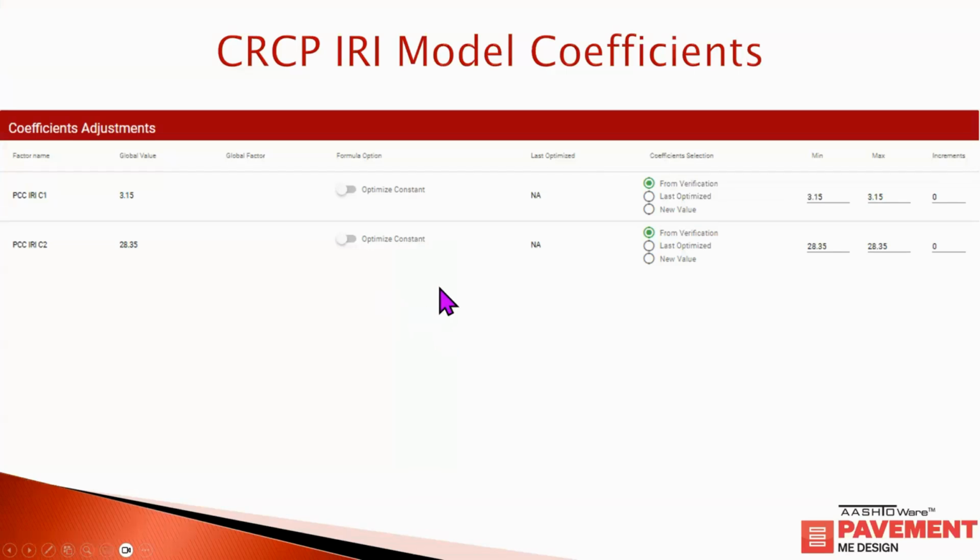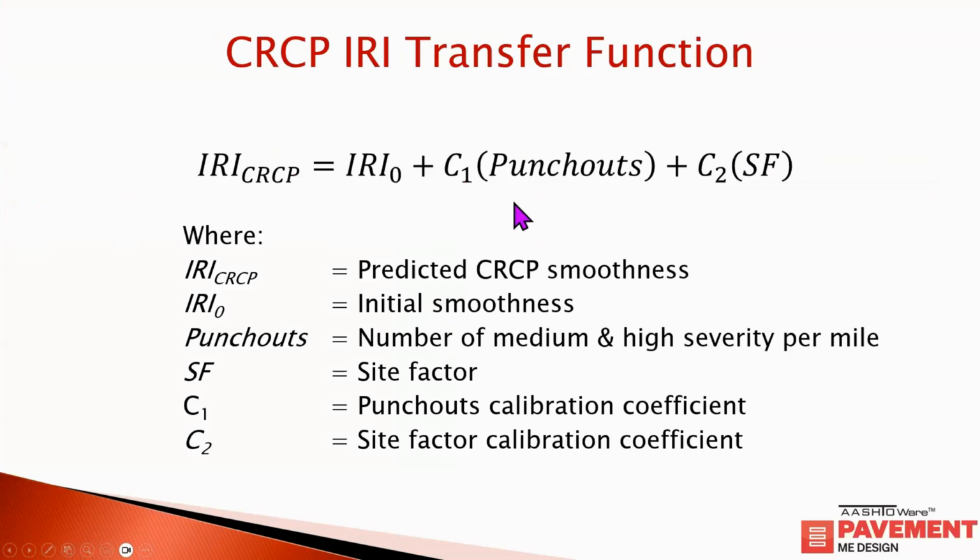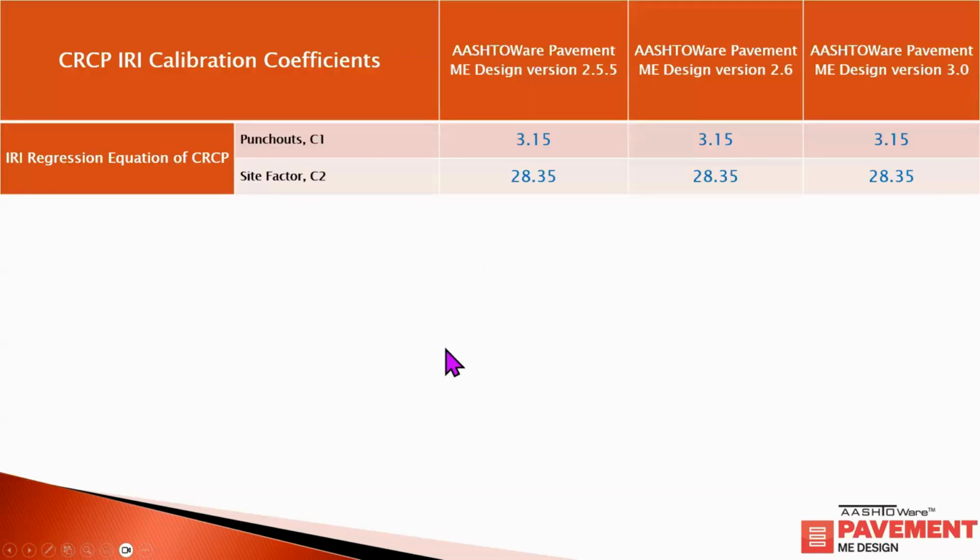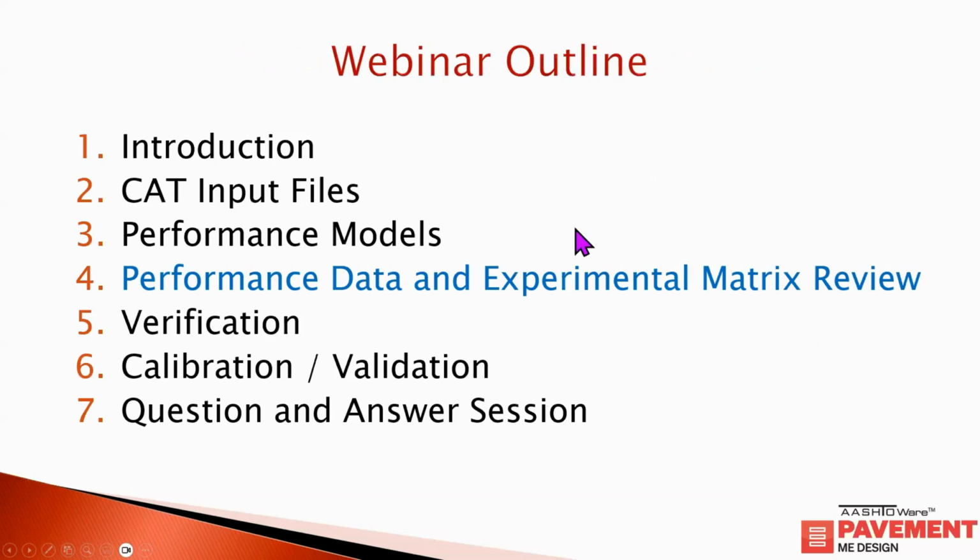And finally, for CRCP IRI model coefficients, as you might guess, there's only one distress predicted, so there's only one that's going to be in the IRI prediction. So your initial IRI plus the contribution from punch-outs and the contribution from the site factor. And so you just have a C1 and a C2 coefficient. And these actually were not adjusted. So even with the globally calibrated models for IRI, these remain the same from the desktop version.